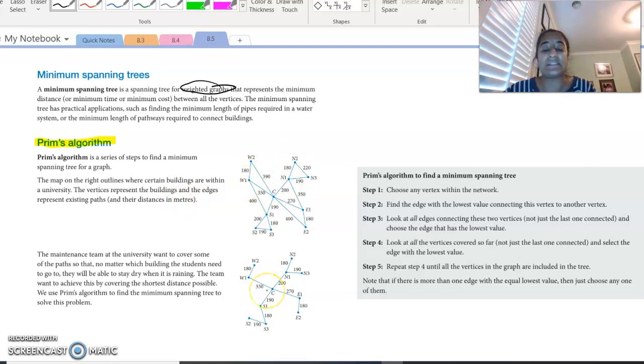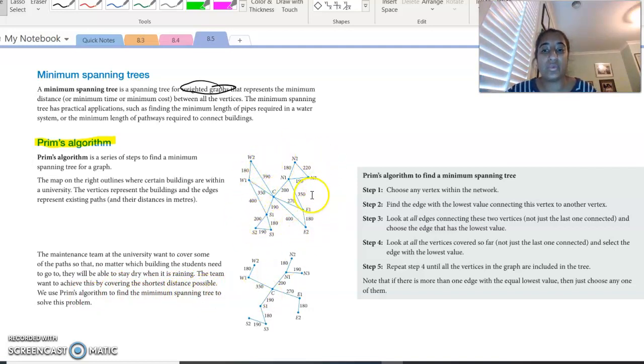So we might be asked a question that goes along the lines of the maintenance team at the university. They want to cover some of the paths so that no matter which building the students need to go to, they're able to stay dry when it's raining. So they might need to go a certain way so that they can remain under cover. So the team want to achieve this by covering the shortest distance possible. They want to save materials. So we can use Prim's algorithm to find the minimum spanning tree to solve this.